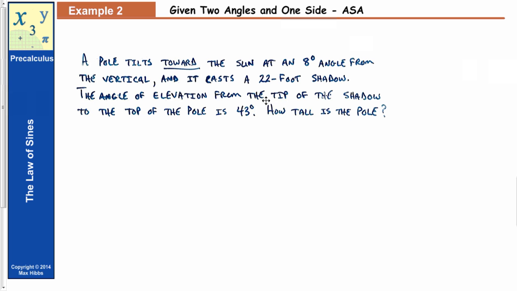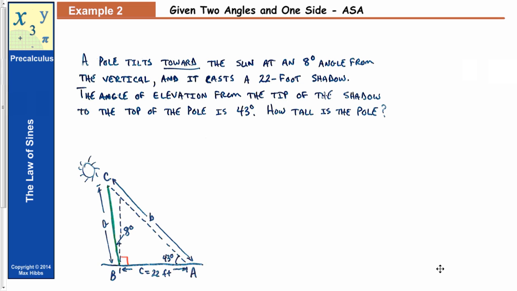Well, it takes a bit to interpret what we're being asked for. After we interpret that, or as we're trying to interpret, we draw a sketch. So I've drawn a sketch. This green is the pole, and it's tilting toward the sun, at an 8-degree angle from the vertical. So here's vertical, and the angle between this vertical dashed line and that pole is the 8 degrees. It's that tiny angle in here.